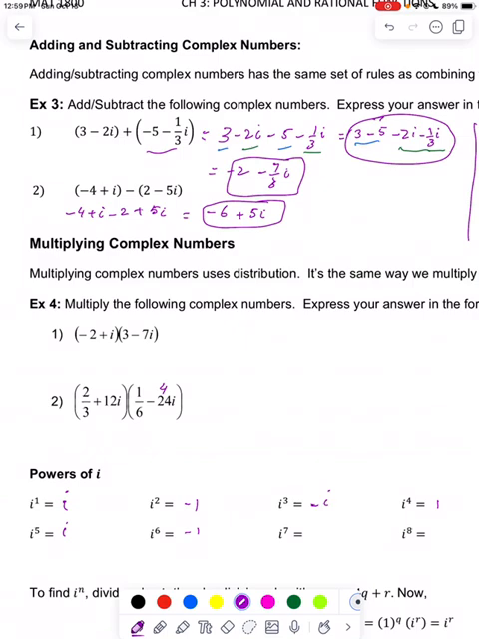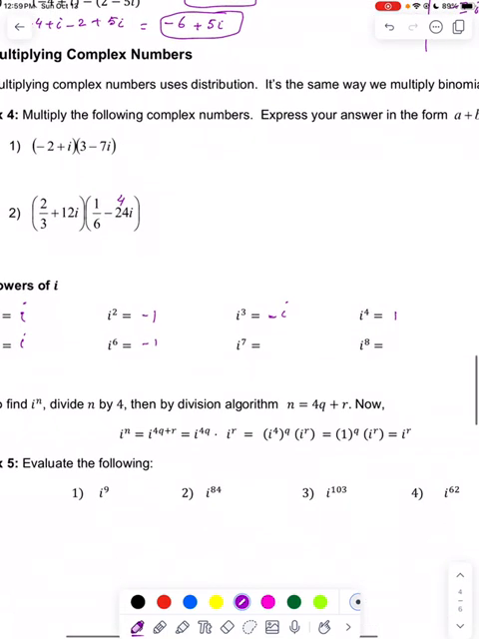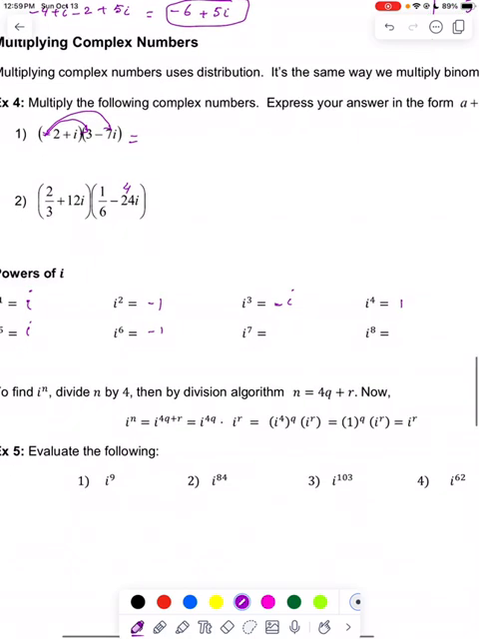Now how do we multiply complex numbers? Again, very similar to the process we do in algebra. We use the distributive law, one by one. First I will take the first term of the first binomial and multiply it with the first term of the second and the second term of the second, and then I will add to it the product of the second term of the first with the first and then with the second. So let's do it.